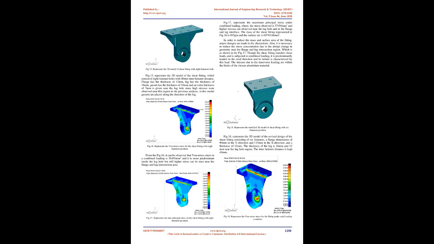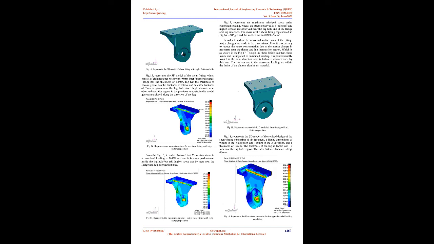Fig. 14 represents the max principal stress for the 2D mesh of the shear fitting with 8 fasteners and 2 gussets. In Fig. 14, under combined loading after adding the gussets, increasing the flange dimensions and increasing the number of fasteners, the highest value of maximum principal stress observed is 556 N/mm2 and stresses are reduced in small quantity near the flange and lug intersection area. The overall stresses are increased compared to the previous analysis, but the main agenda is to shift the stress from the flange to the lug hole and stiffen the flange.